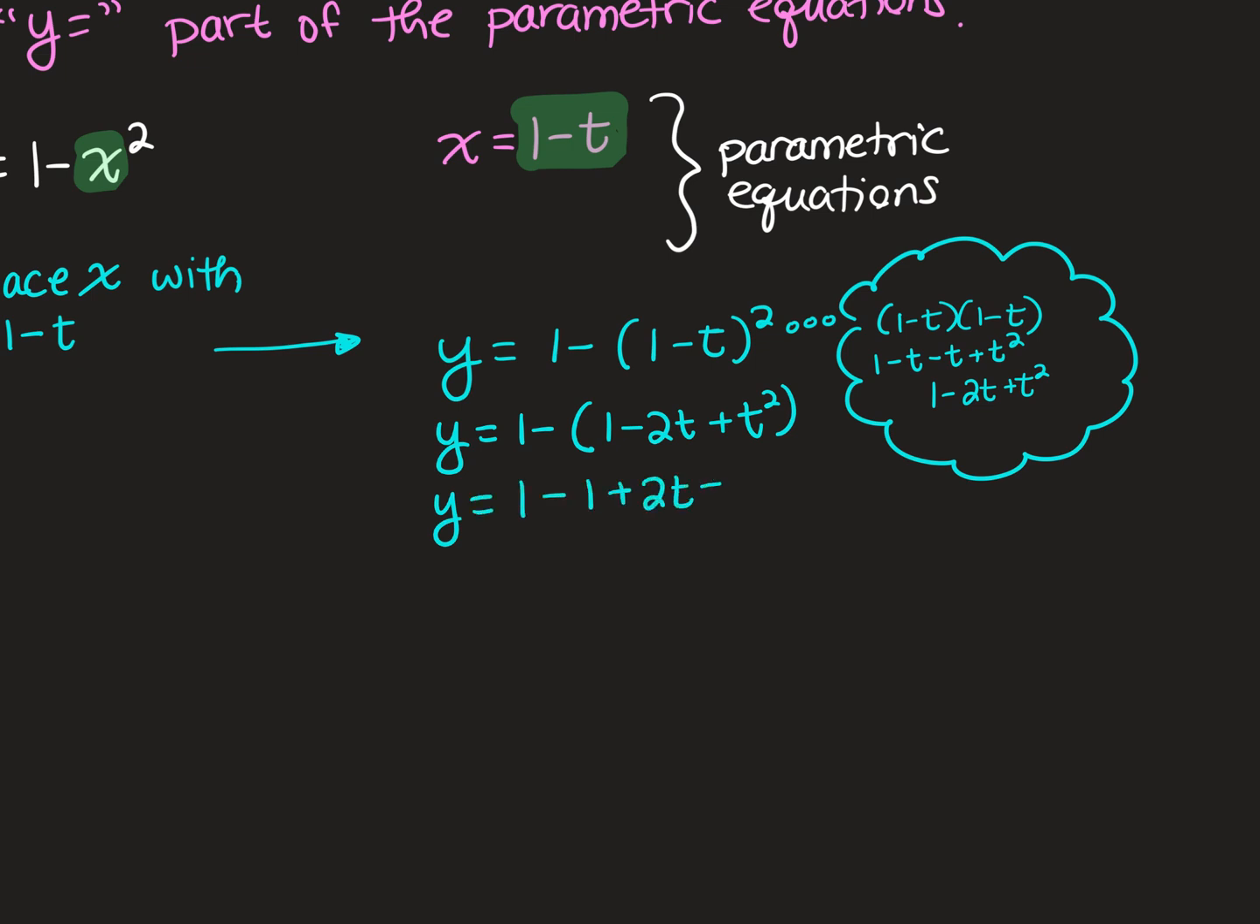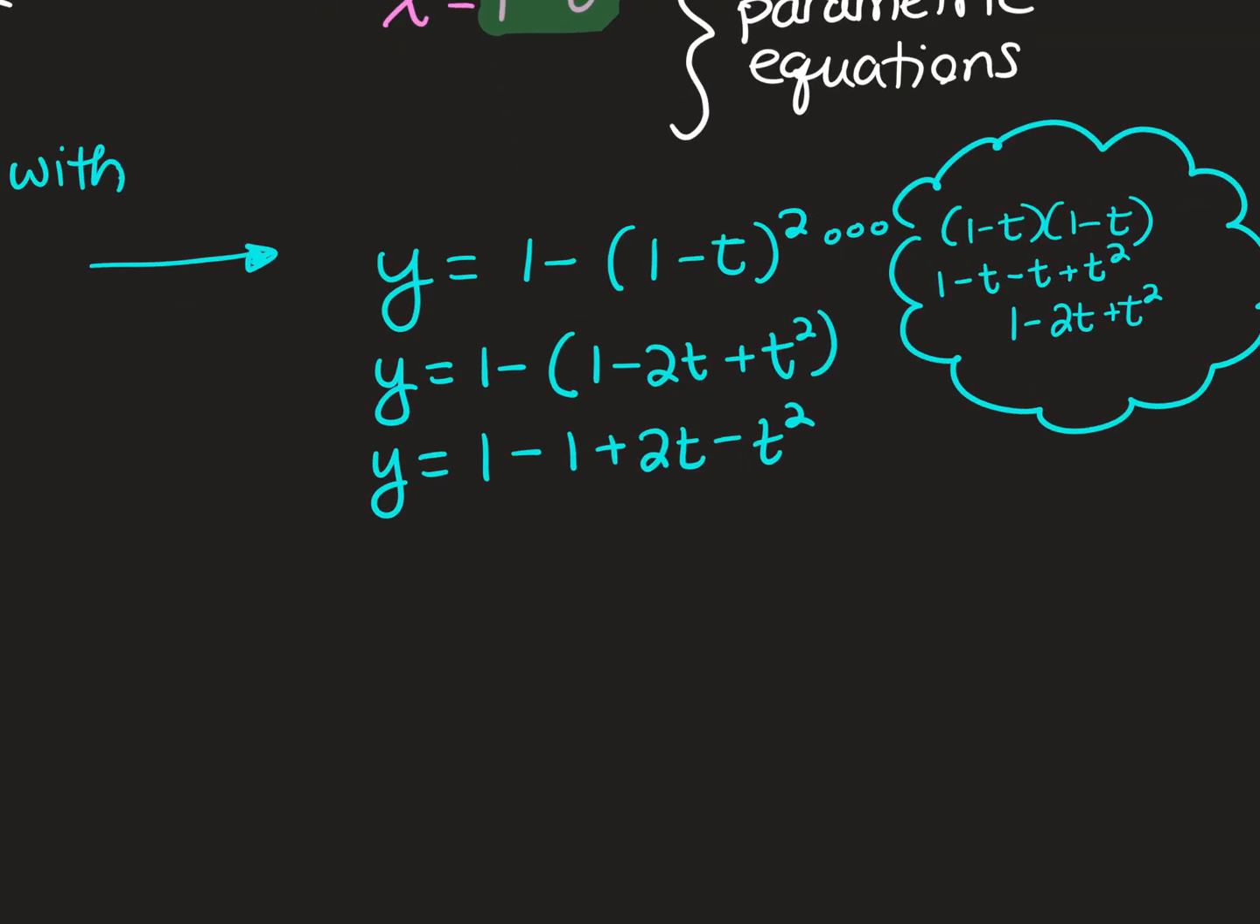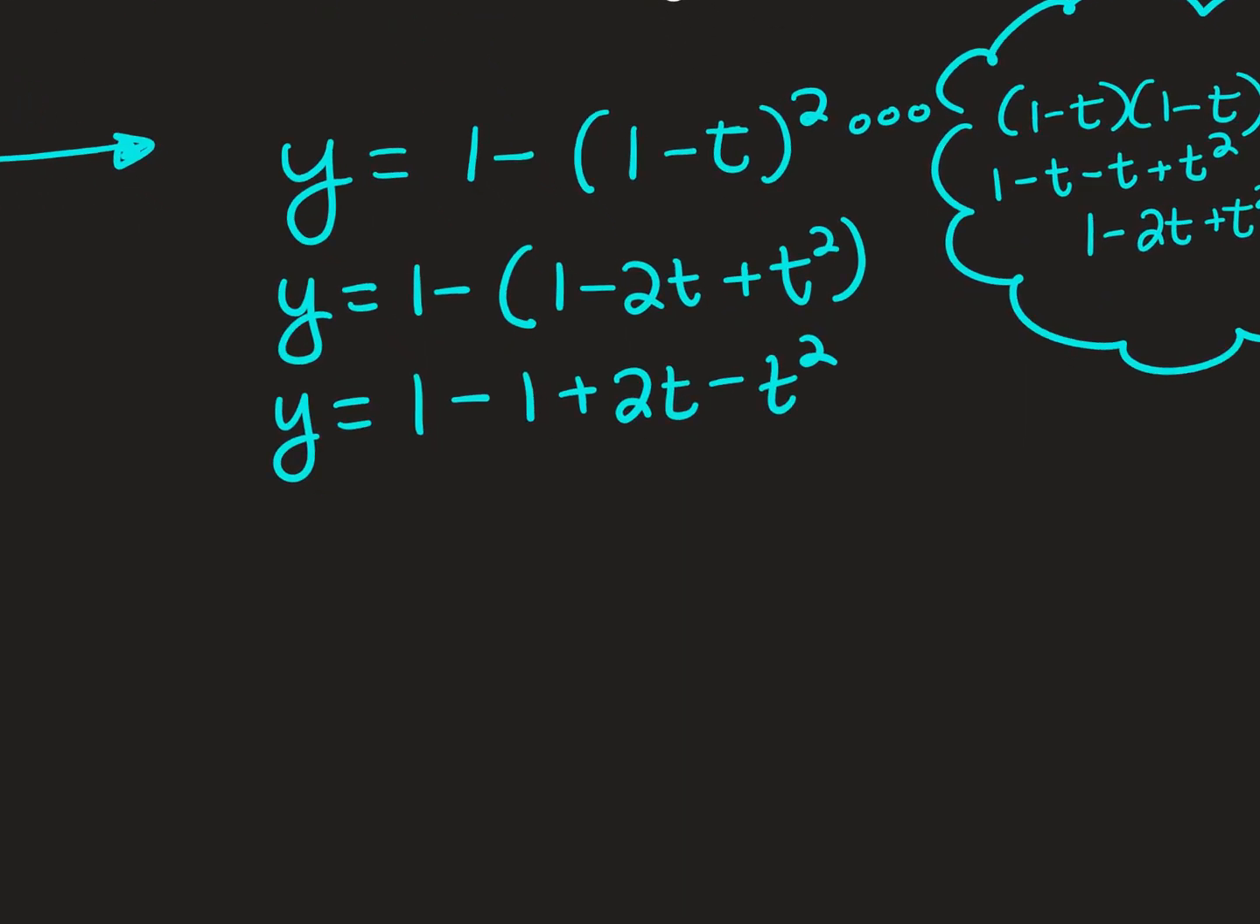So all that really does is it just changes all the signs on every term in the parentheses. So instead of having 1, you're going to have negative 1. Instead of having negative 2t, you're going to have positive 2t, and so on. And then just simplify that a little bit. So I get y equals, 1 minus 1 is just 0. So then we have 2t minus t squared. And that's what I'm going to write for the second part of my parametric equation.